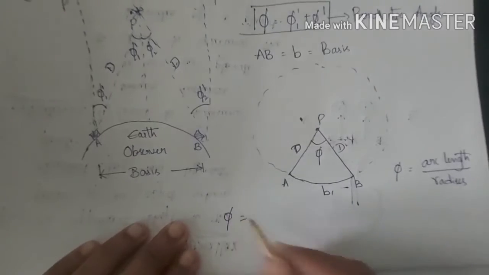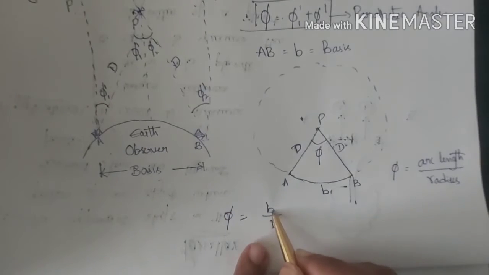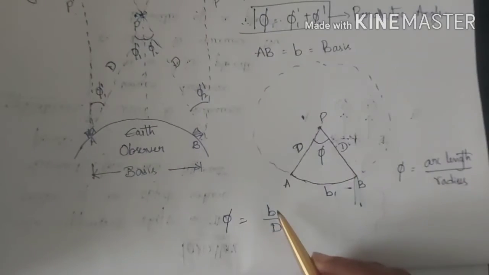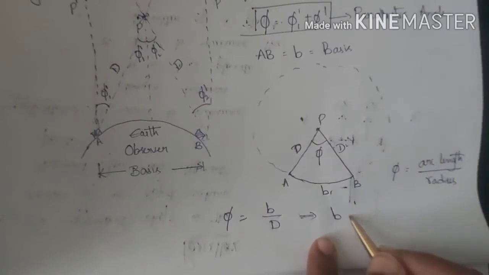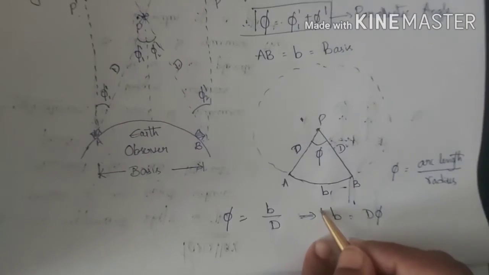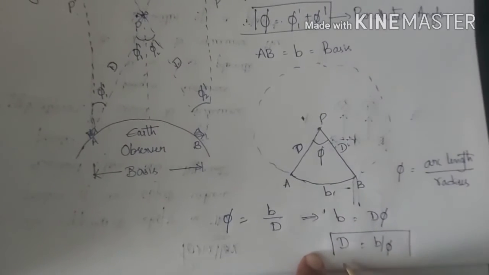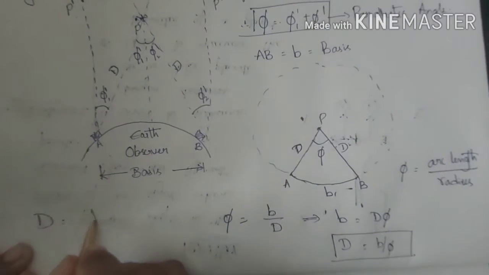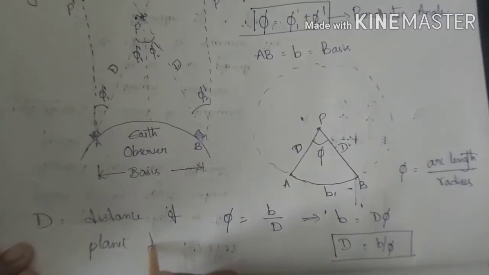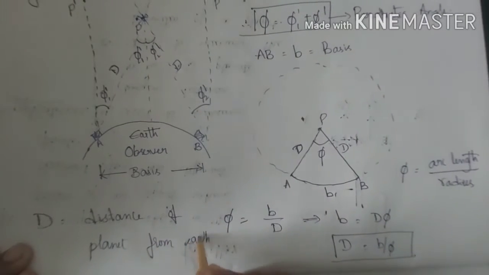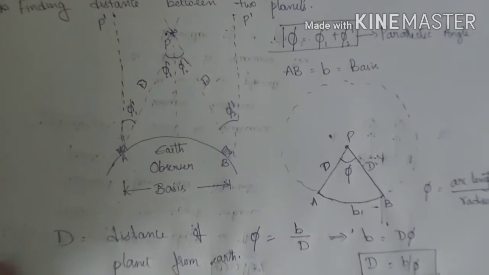So what is your arc length here? Arc length is b, so phi is equal to b upon D. You know the value of b, because you're on Earth observing things, so you can measure b. Then b is equal to D into phi, so D is equal to b upon phi. This capital D will give you the distance of the planet from Earth. Here I am taking Earth, but you can also replace it with other planets. So this is how we find the distance between two planets.